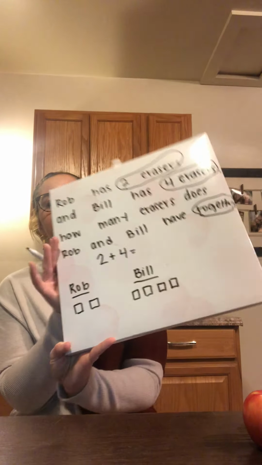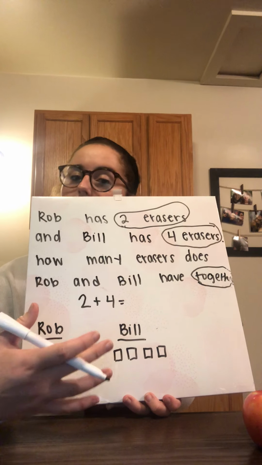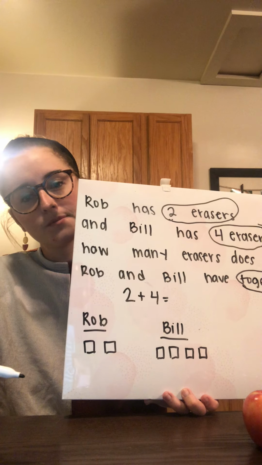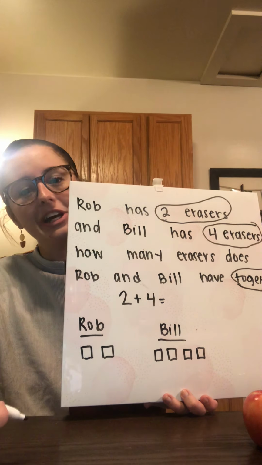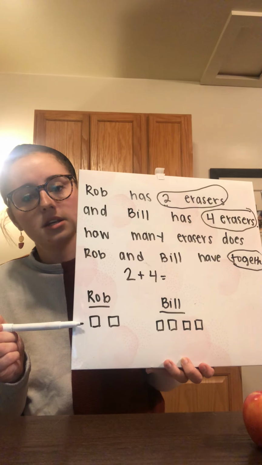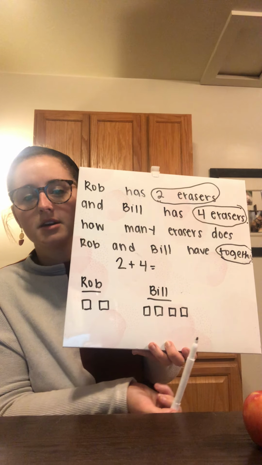So since we're adding them together, what are we going to do? Are we going to count all of them? Are we going to take some away from the other? How are we going to do that? Yes, we are going to add them together. So let's go ahead and count. I have 1, 2, 3, 4, 5, 6. Go ahead and count yours to see how many you have. Go ahead. Yeah, we have 6.